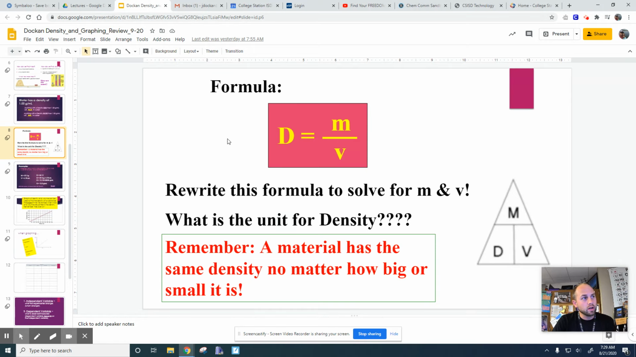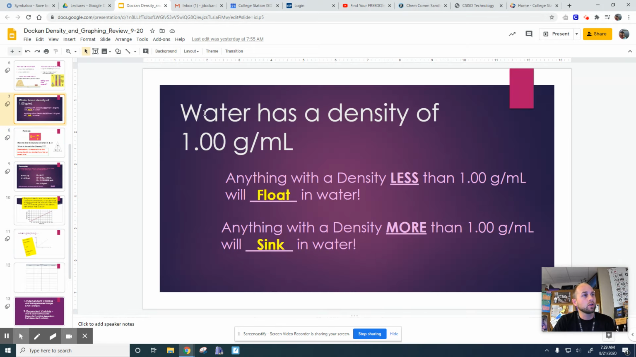Okay, so we're here with density. Yesterday we finished talking about the density of water, which was 1 gram per milliliter. Anything with a density less than 1 is going to float. Anything with density more than 1 is going to sink. So the regular Coke in the demo video that you watched sank because it had a density greater than 1. The Diet Coke had a density less than 1, so it floated.